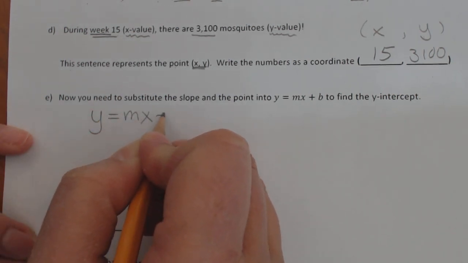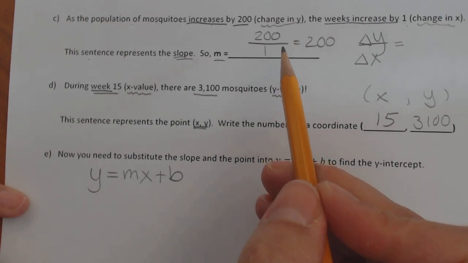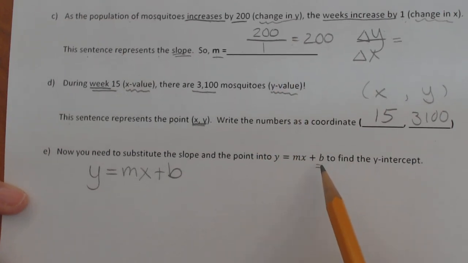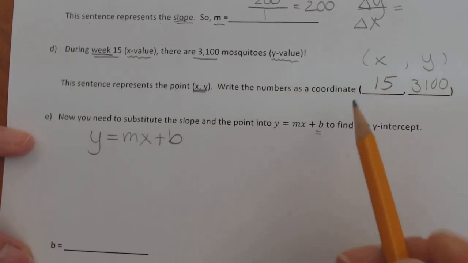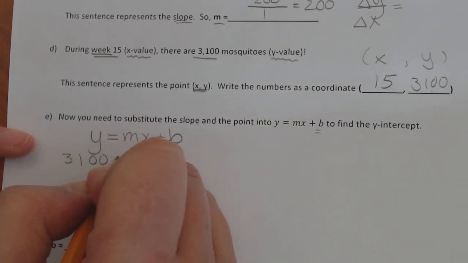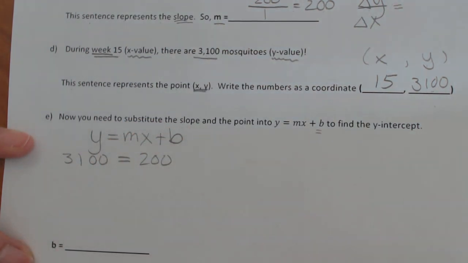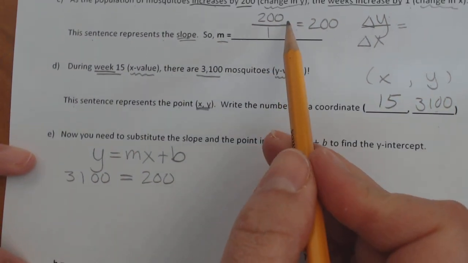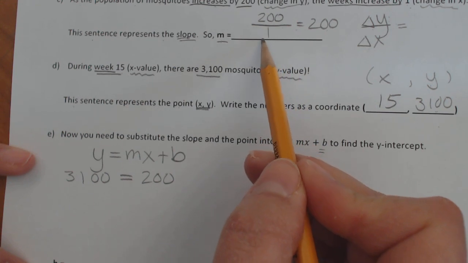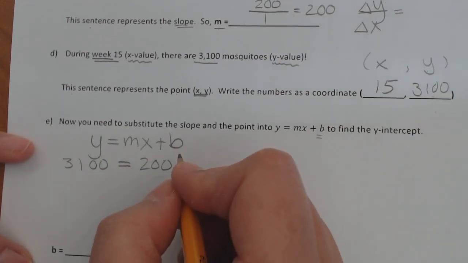So what we're going to do in order to create an equation, we need to find this b because we do not have b. We have m, we have a point. We don't have our y-intercept. So let's substitute in the y value, which is 3,100. Let's substitute in our m, which is 200. And notice I'm putting the 200 in. We don't need to put this fractional value in because it is over 1, so it can reduce to 200. That makes doing the math a little easier.